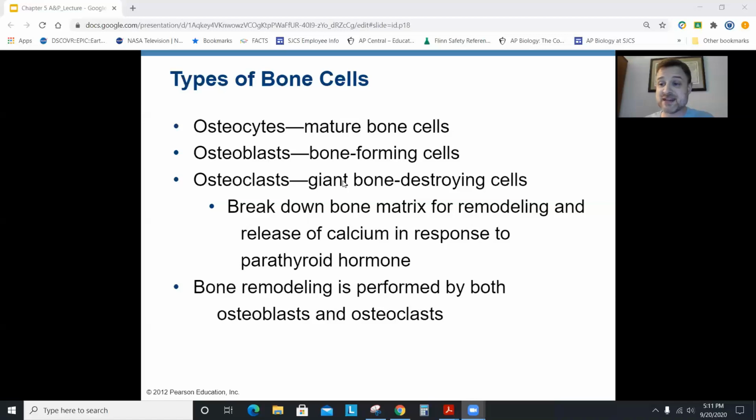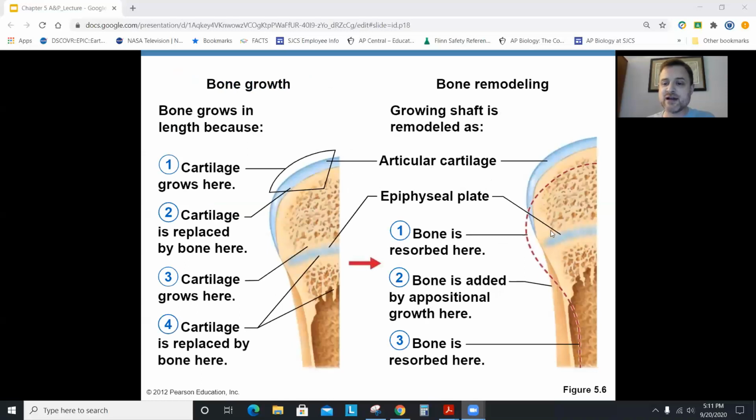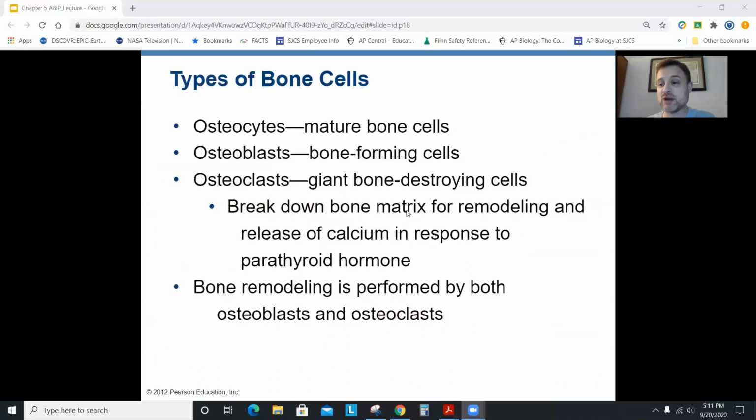An osteocyte, the word literally means bone cell. An osteocyte is what you call a mature bone cell. Osteoblasts are cells that form more bone. Osteoclasts are cells that break down bone. All right. When bones grow lengthwise, you need osteoblasts to make them grow longer. But when we saw on this slide here, there's an area where you need to break the bone down, and osteoclasts might do that to mold the bone a certain way.